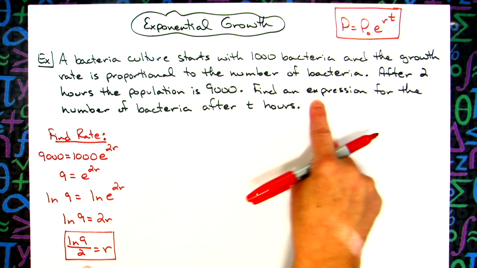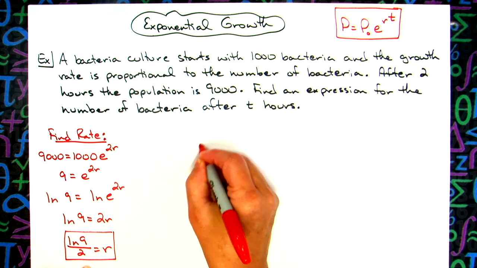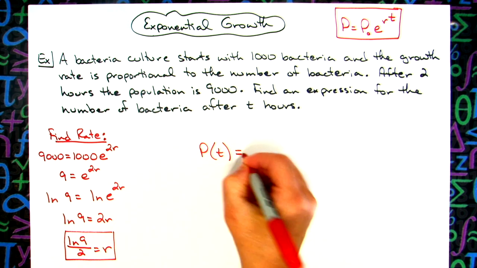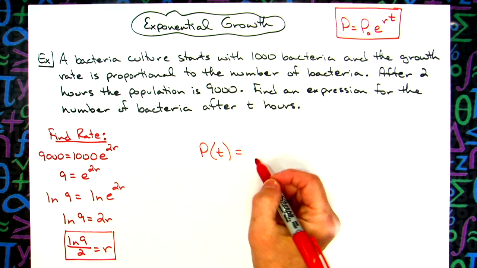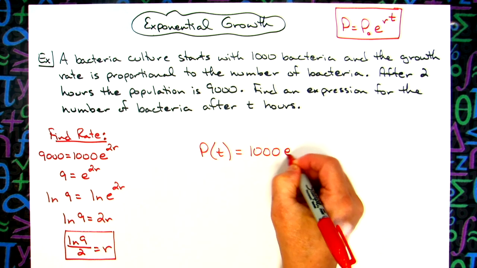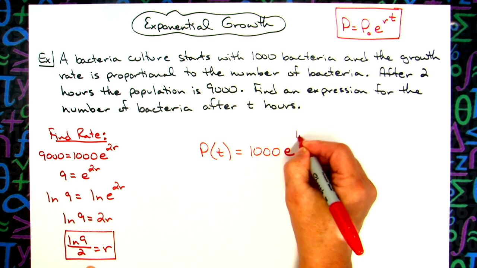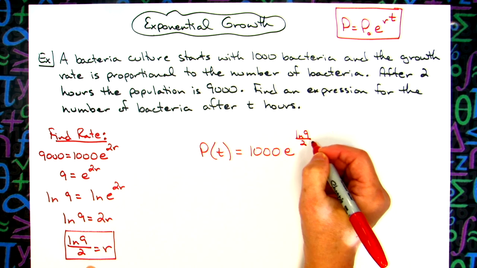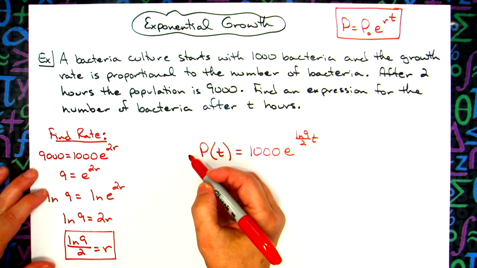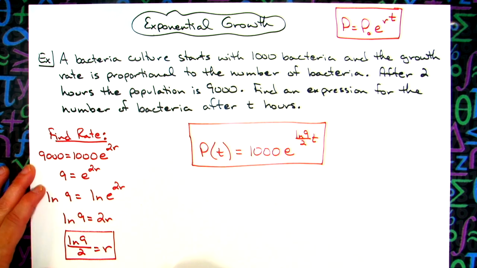So when I write my expression, I'm going to put it in function notation. We'll just call the function P for population. So over given t here, P of t, we have to, again, follow this Pert formula. So where did it start? It started with 1,000 bacteria. All right, e, and then now I'm going to replace the rate with what I know it to be equal to. So natural log of 9 over 2, and then multiply that by the time. All right, this is an expression that would give the number of bacteria after t hours.